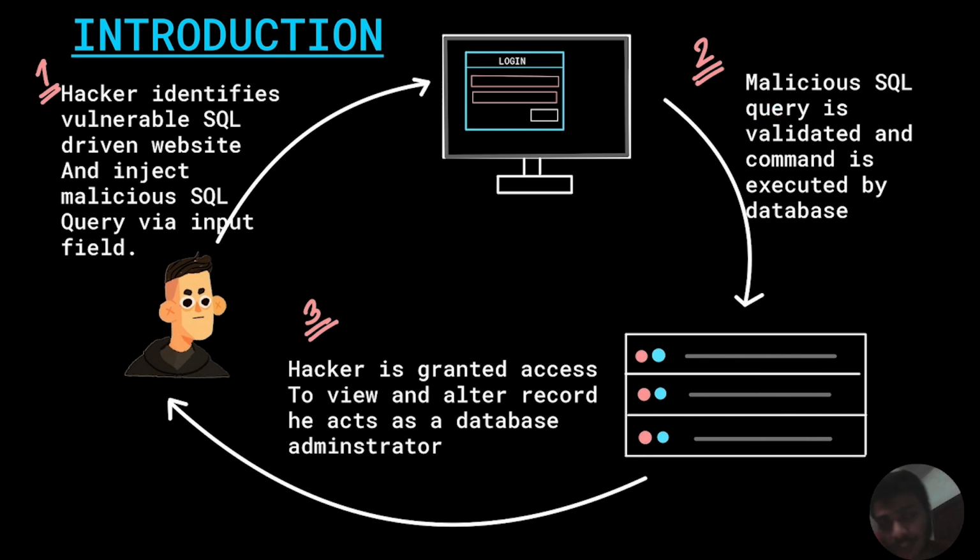executed by the database. Upon successful completion, the hacker is granted access to the database, where he can get all the data of the users, their passwords, usernames, whatever they have provided, and he can either view it, edit it, or delete all the data that is present in the database, and thus he can act as a database administrator. So this is possible via this attack known as SQL injection.